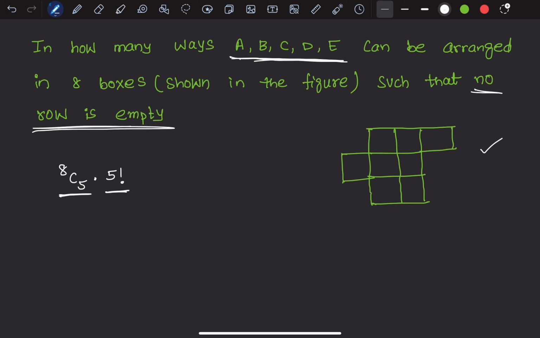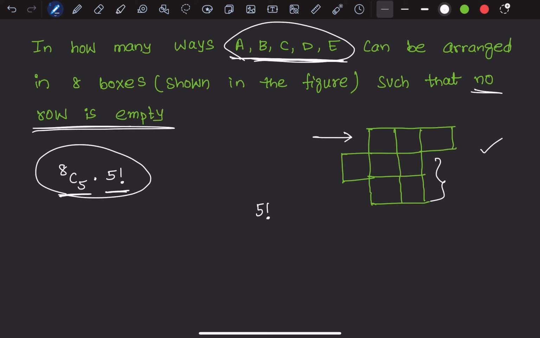Now from this, let us say one row is empty. Let us say first row is empty. Then you have to fill these 5 elements into these 5 boxes. That can be done in 5 factorial ways. So you have the total ways without this condition here. Now since this 5 factorial is obtained by leaving out this particular row, you have to subtract this.